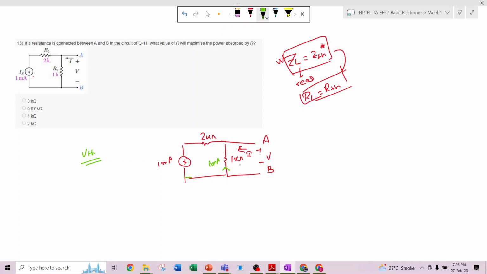When the current flows through the 1 kilo ohm, it will create a voltage drop. This current is flowing in this direction, so here it will be plus and here it will be minus. Suppose we call this V1, so V1 will be 1 milliampere into 1 kilo ohm, which is nothing but 1 volt. So this V is nothing but minus V1, because this potential is plus in this direction and minus in this direction, and this is the opposite of that. So V will be minus 1 volt.